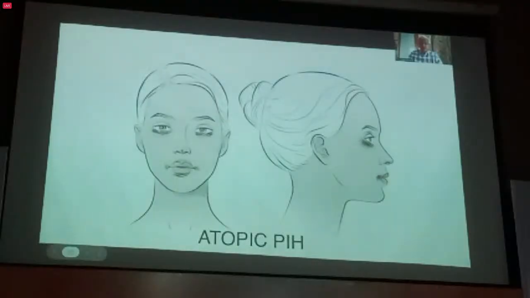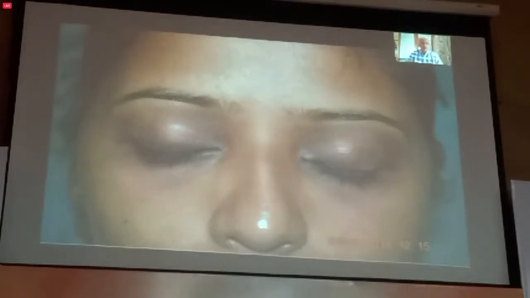This is atopic post-inflammatory hyperpigmentation. I call it post-inflammatory hyperpigmentation, but in fact you may not see any inflammation or complaint of pruritus in such patients. You may see only pigmentation, which follows transient erythema. Around the eyes and around the mouth are the areas most commonly affected, and this is what patients come with, periocular pigmentation. You need to ask for a history of atopy in such patients.